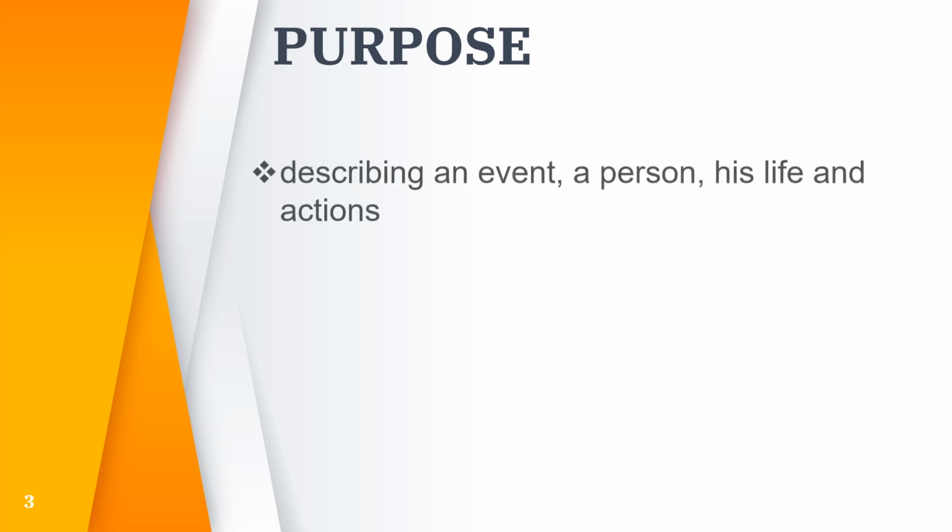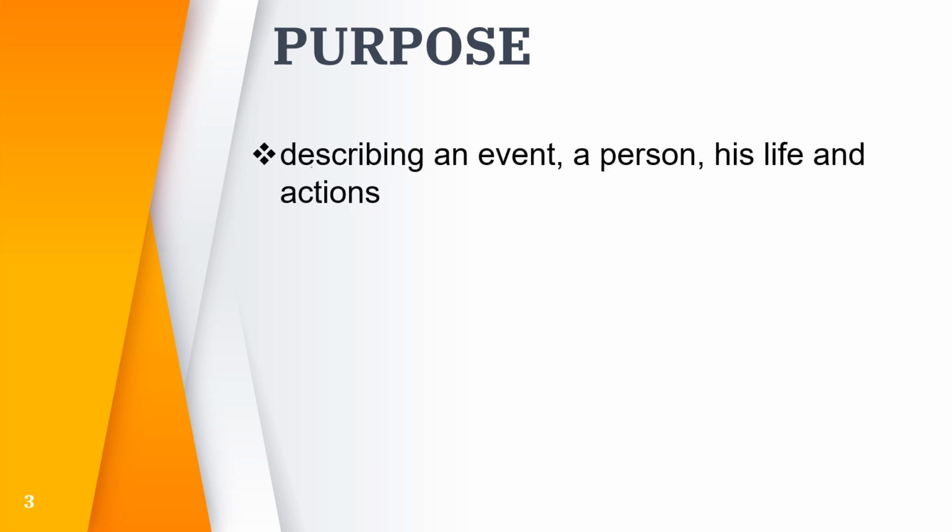Articles can be written for various purposes. Let's see the purposes for which an article is written. The first is describing an event, a person, his life, and actions. An article can also be written for describing a place or narrating about an event.